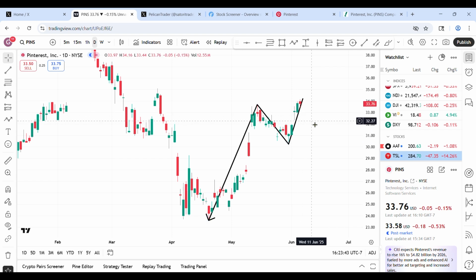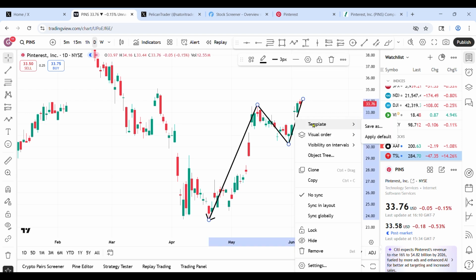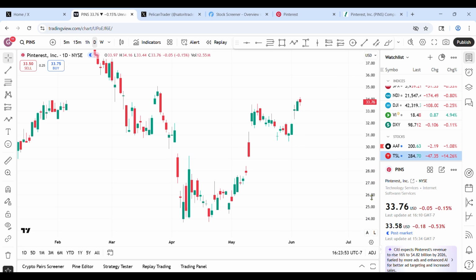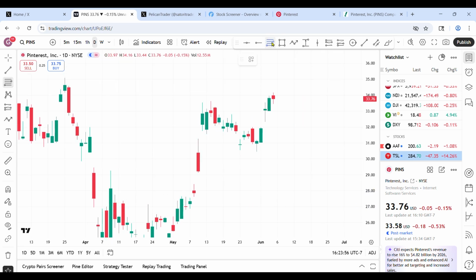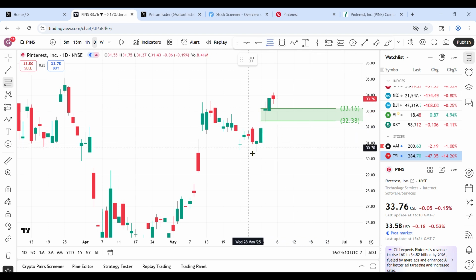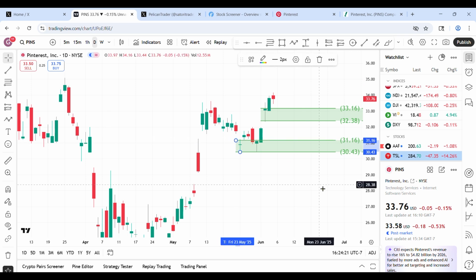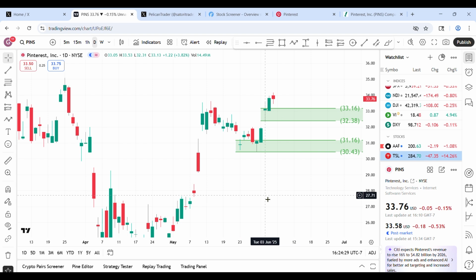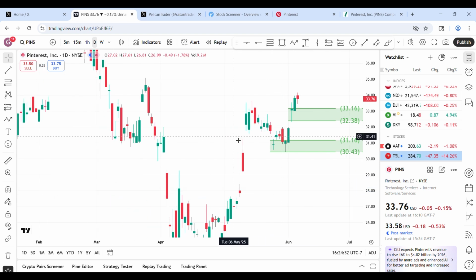When we've got an uptrend, we'll simply look for support levels for either bounce trades or lower entry prices for longer term positions. So let's do exactly that. Let's go look for a support level or two. And yes, there is a support level right here in the 33.16 to 32.38 price range. There's another support level right here in the 31.16 to 30.43 price range. So two support levels to consider for either a bounce trade or a lower discounted price for a longer term position. Now let's go see if there's a resistance level.